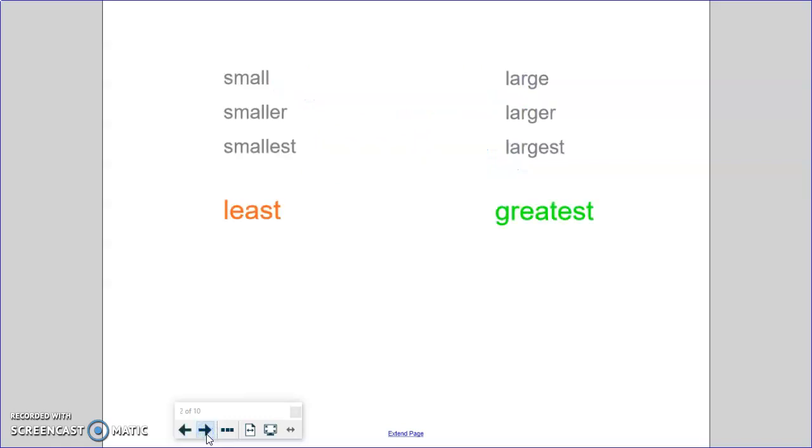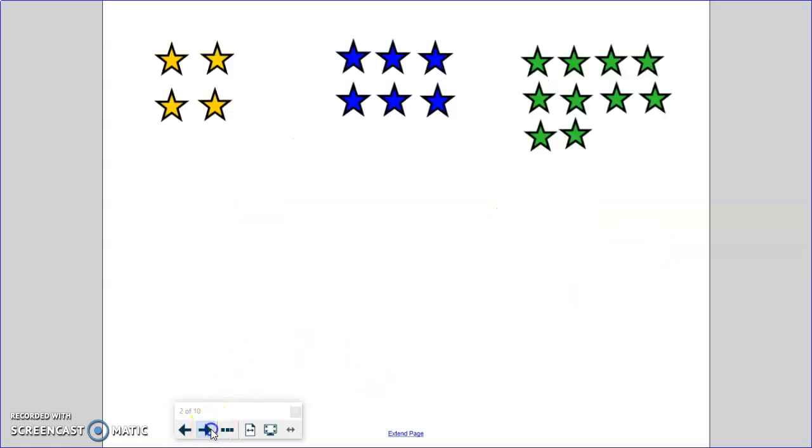When we do that, we use special words like small, smaller, and smallest. These are some words we might use to talk about the least amount. Or we have the words large, larger, and largest. We might use those to talk about what is the greatest number. So let's try that with some objects.